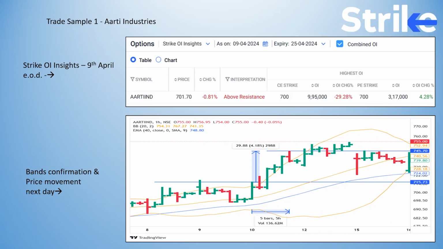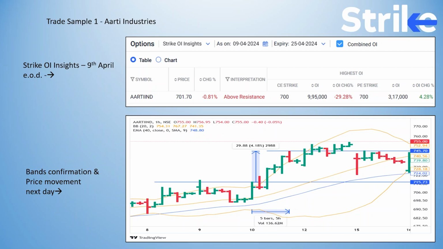The first trade is for Aarti Industries. This is based on the first process where open interest is analyzed at end of day and the price is captured, or the trade is captured next day. So on the 9th of April, the open interest showed a break of resistance of 700 with a 29% reduction in open interest of the call.